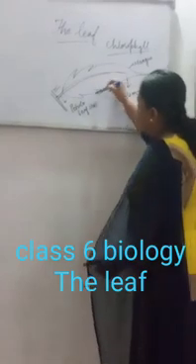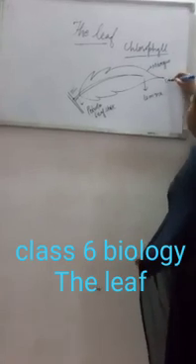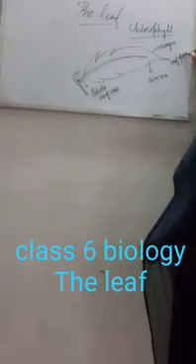Then every leaf contains a margin. This margin is the outline. The outline of the leaf is the margin. Where the margin comes and joins, we call it the leaf apex. Then you can see this line in the center. This line is called the midrib. This midrib allows the water and food to spread to every part of the leaf.